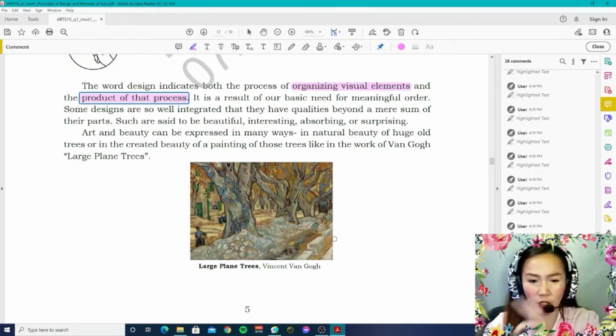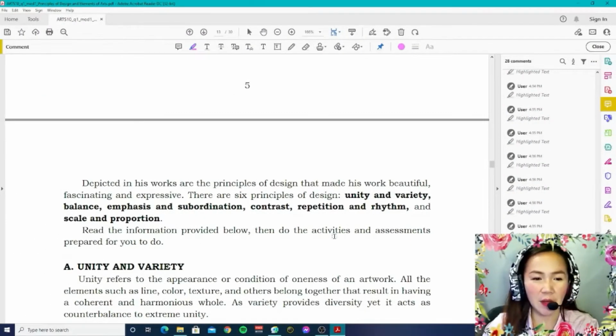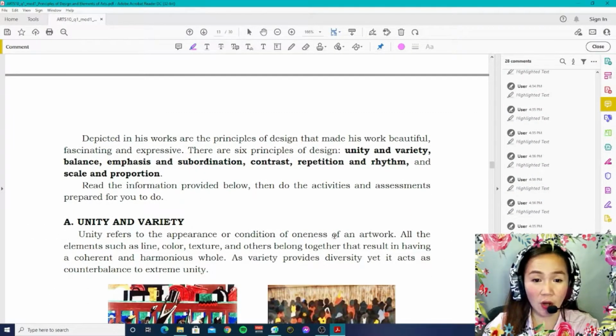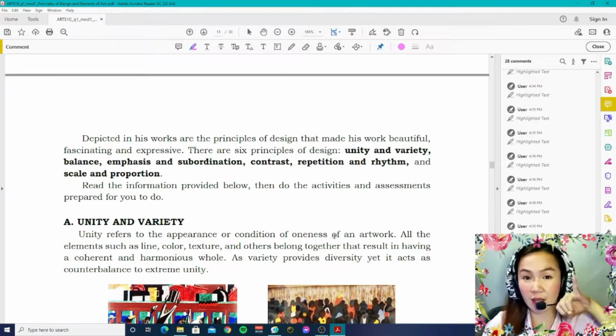Okay, look at the picture. And the title is Large Plane Trees. Okay? Now, depicted in his works are the principles of design that made his work beautiful, fascinating, and expressive. There are 6 principles of design. We have, number 1, unity and variety.